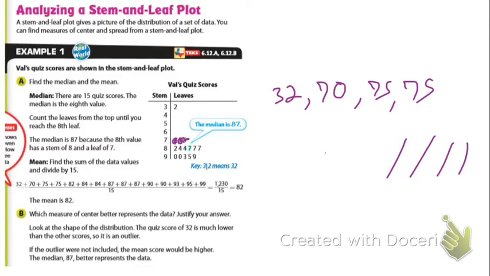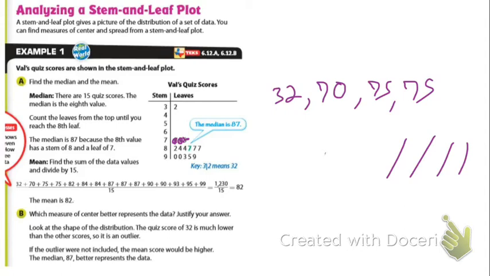All right, so next. To find the mean, find the sum of the data values and divide by 15. Remember guys, the mean is another word for the average. You have to add all of them here, as I did there, and you divide them by however many you added, which was 15. So in this case, the mean is 82, or the average is 82.